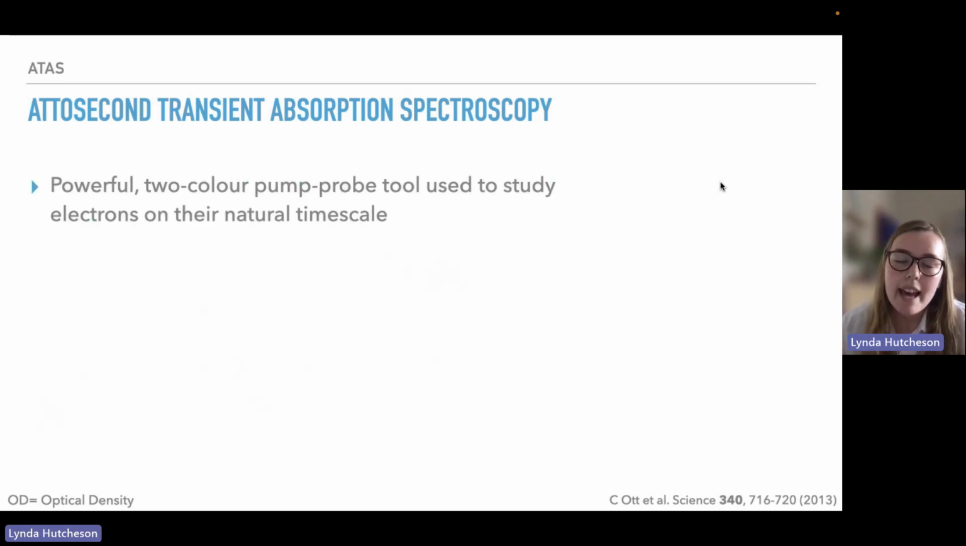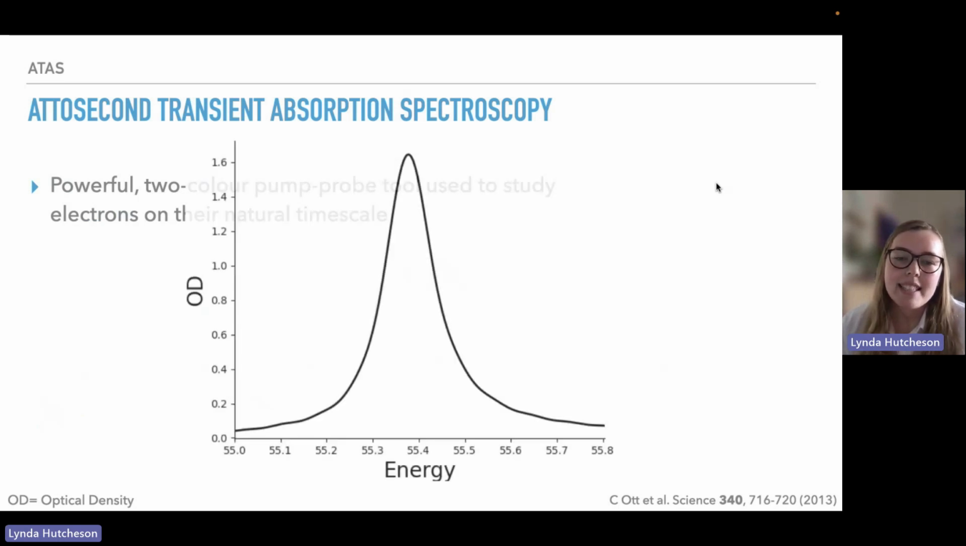In this work, the observable we were looking at was attosecond transient absorption spectroscopy, or ATAS. This is a powerful two-color pump probe tool, which is used to study electrons on the attosecond timescale. And typically what you get from ATAS is an absorption spectrum which looks like this. So we're looking here at the resonance energy of about 55.4, and you can see we get a nice absorption line from this.